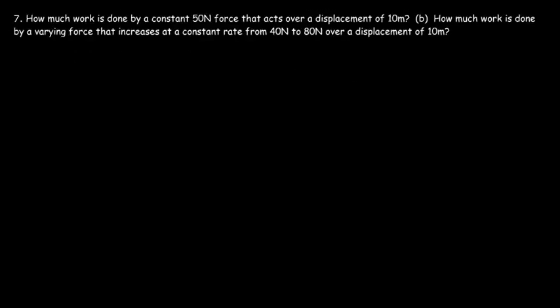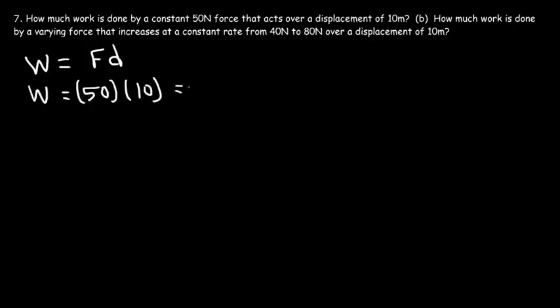How much work is done by a constant 50 newton force that acts over a displacement of 10 meters? To find the work done by a constant force, it's simply the force times the displacement, assuming that they're both parallel to each other. So it's going to be 50 newtons times the displacement of 10, which is 500 joules.